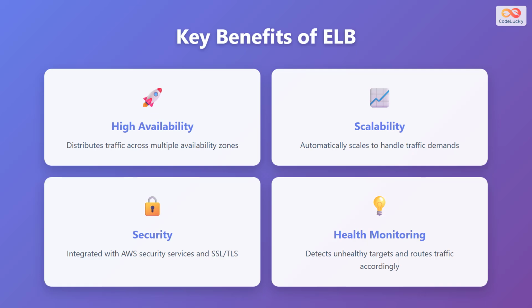Elastic Load Balancing offers four major benefits. First, it provides high availability by distributing traffic across multiple availability zones, ensuring your application stays online even if one zone fails. Second, it offers scalability, automatically adjusting to handle varying traffic demands without manual intervention. Third, it enhances security through integration with AWS security services and support for SSL and TLS encryption. Finally, it includes health monitoring capabilities that detect unhealthy targets and automatically route traffic only to healthy servers, preventing failed requests.